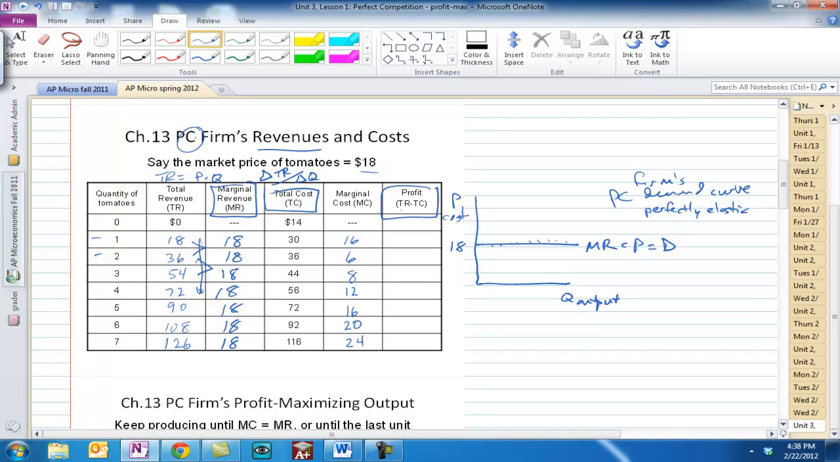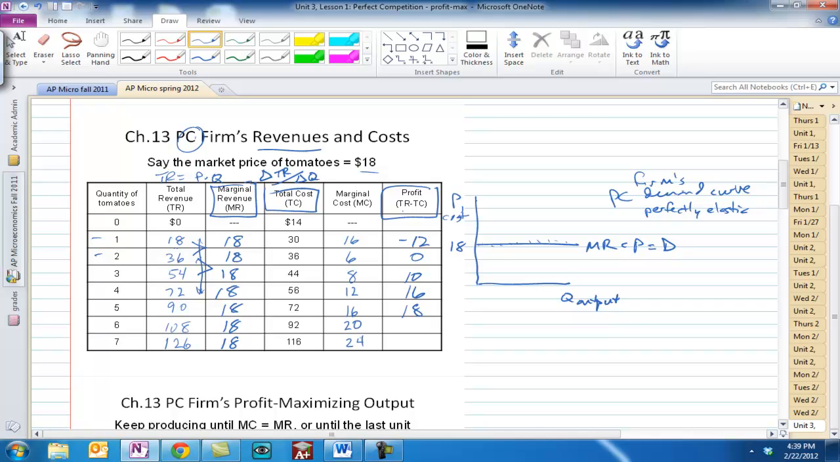So the profit is simply total revenue minus total cost. We can see that if they produce 1 unit, their profit is 18 revenue minus 30 cost. They're going to lose money if they only produce 1 unit. And we can take that all the way down. If they produce 2 units, their total revenue is 36. Their total cost is 36. Profit of 0. If they produce 3 units, $10 of profit. If they produce 4 units, 72 minus 56, $16 of profit. 5 units, 90 minus 72 is $18 of profit.